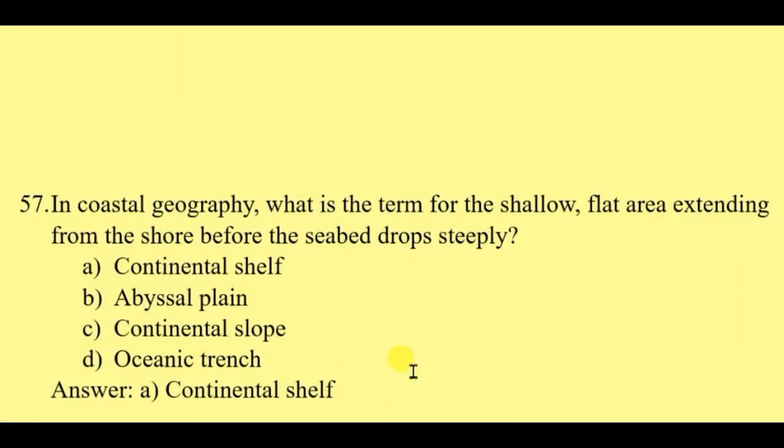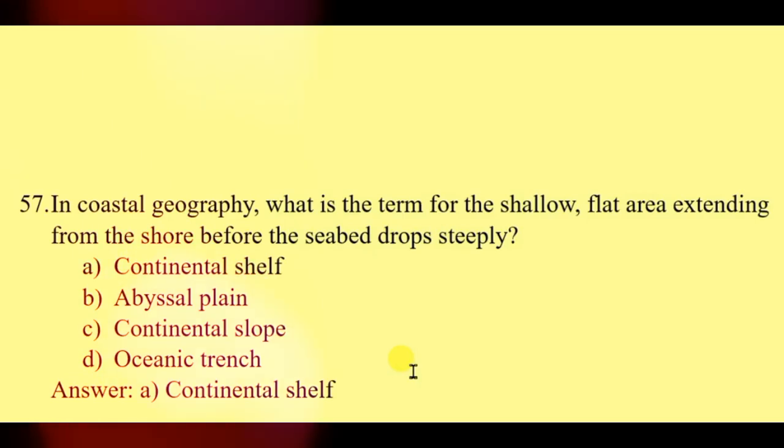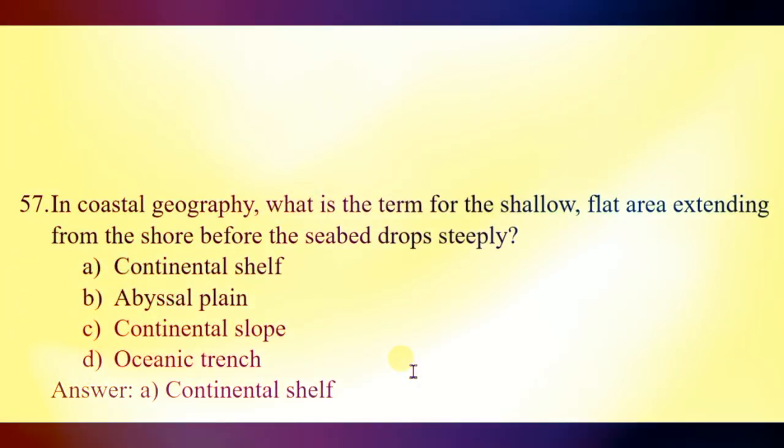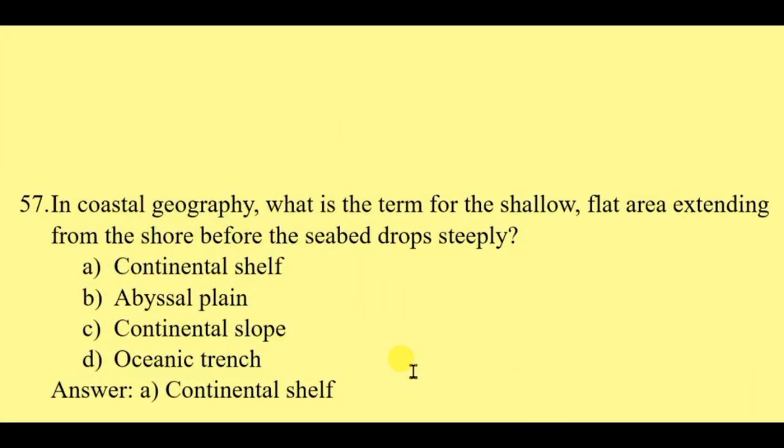Question 57. In coastal geography, what is the term for the shallow, flat area extending from the shore before the seabed drops steeply? Continental shelf, abyssal plain, continental slope, oceanic trench. Here the correct answer will be continental shelf.